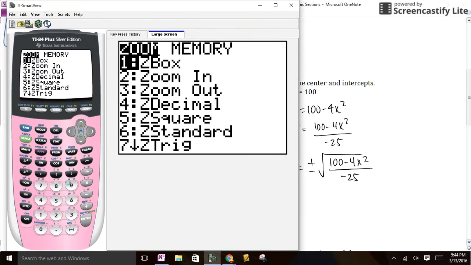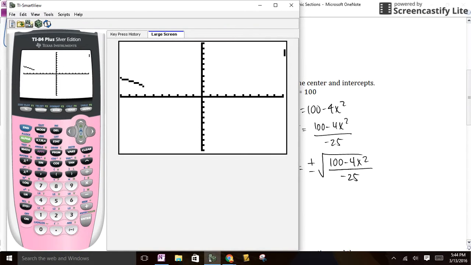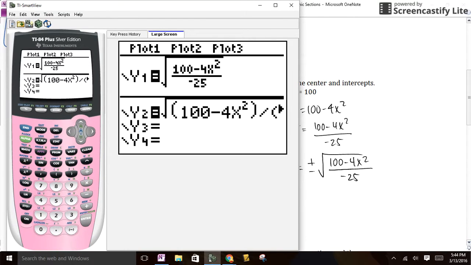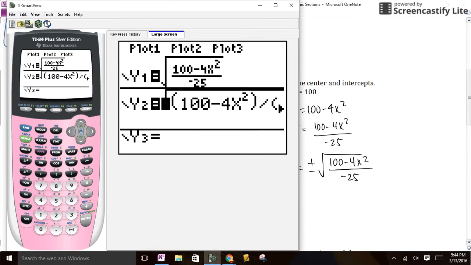Now I will hit zoom 6 because that's programmed in my brain. And I will see what this looks like. Ooh, that is a funky looking graph, looks like a square root graph reflected. Did we forget a negative? I think we did. Okay, not we, I did. On the second one, remember plus or minus, so insert that negative sign, and now let's graph it.